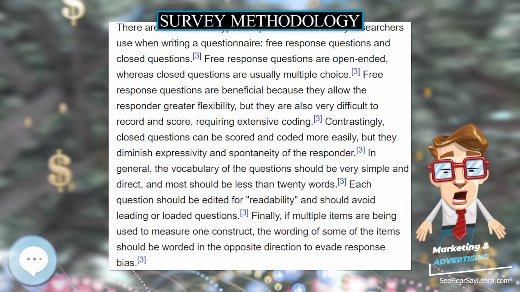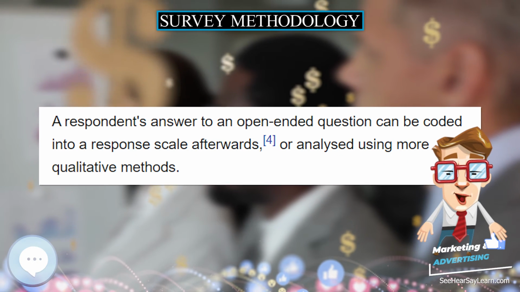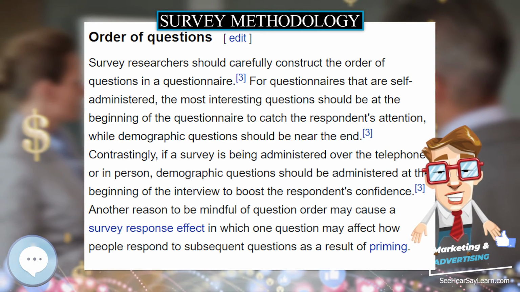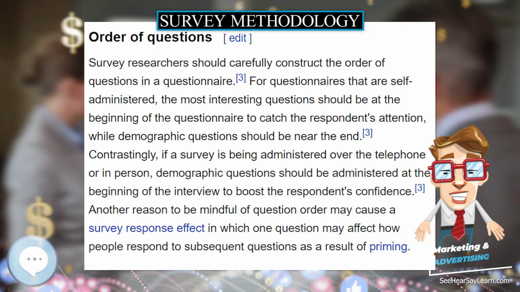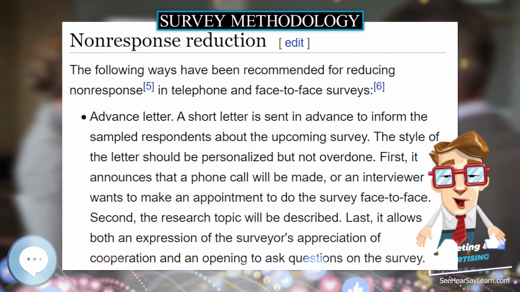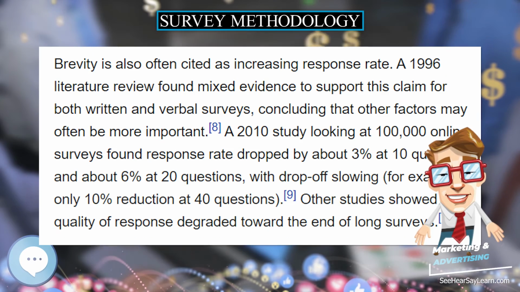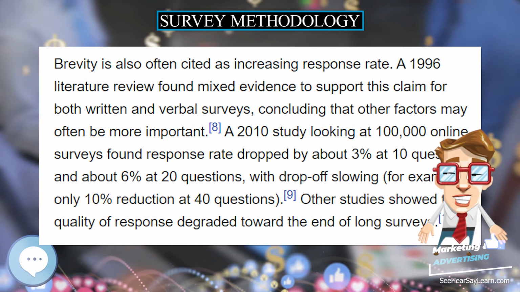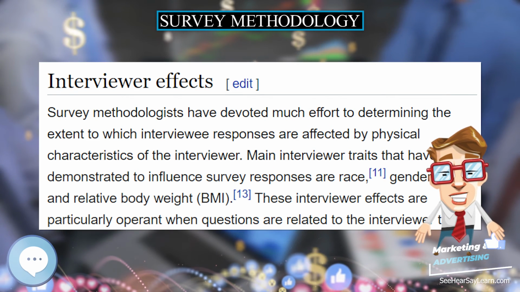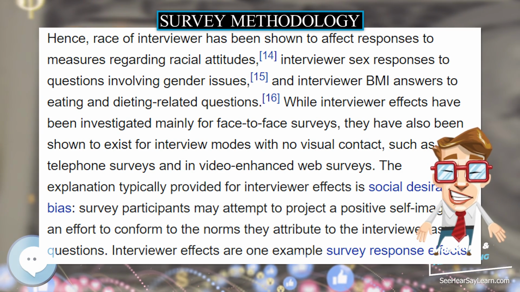Interviewer effects. Survey methodologists have devoted much effort to determining the extent to which interviewee responses are affected by physical characteristics of the interviewer. Main interviewer traits that have been demonstrated to influence survey responses are race, gender, and relative body weight, BMI. These interviewer effects are particularly apparent when questions are related to the interview trait. Hence, race of interviewer has been shown to affect responses to measures regarding racial attitudes, interviewer sex responses to questions involving gender issues, and interviewer BMI answers to eating and dieting related questions.